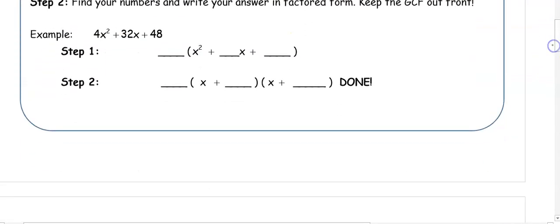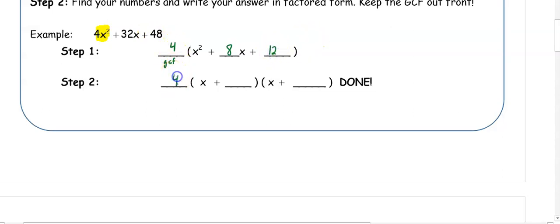So in this first example, we have 4x squared plus 32x plus 48. So we know that if we want this to become x squared, we got to divide everything by 4. So our GCF is 4. That goes out front. So we have 4 out front. We can divide everything by 4 then. So 4x squared divided by 4 is x squared. 32x divided by 4 is 8x. And 48 divided by 4 is 12.